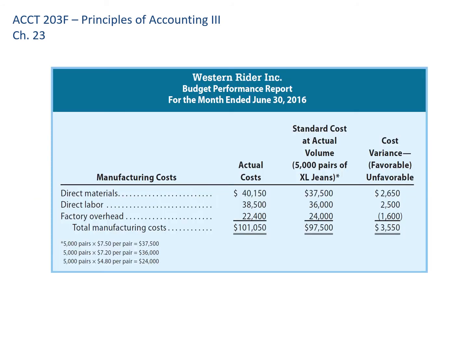So in this case here, we're able to compare for 5,000 pairs of jeans what the actual costs were, what the standard cost was, and you can see here that we had unfavorable variances in both direct materials and direct labor, and we had a favorable variance because the actual cost was less than standard cost for factory overhead. So the thing here is we want to split this apart. So if I spent $40,150 on materials, for making 5,000 jeans, that's how much I actually spent. I should have spent $37,500.